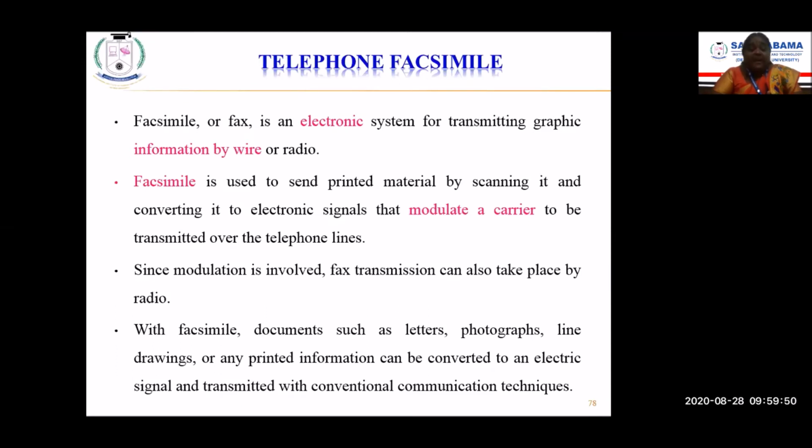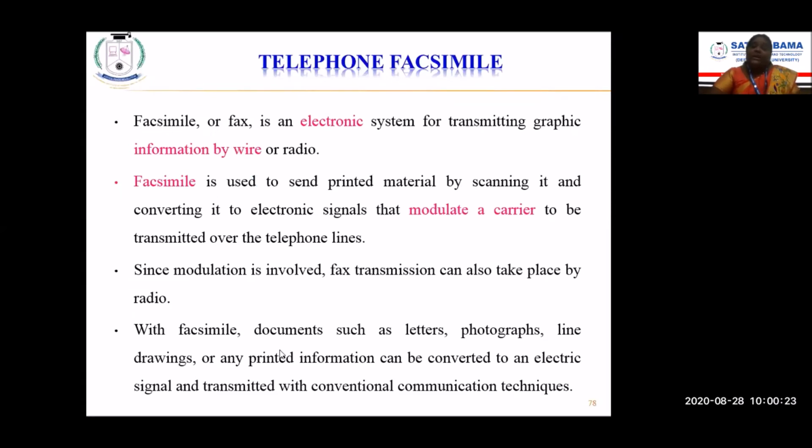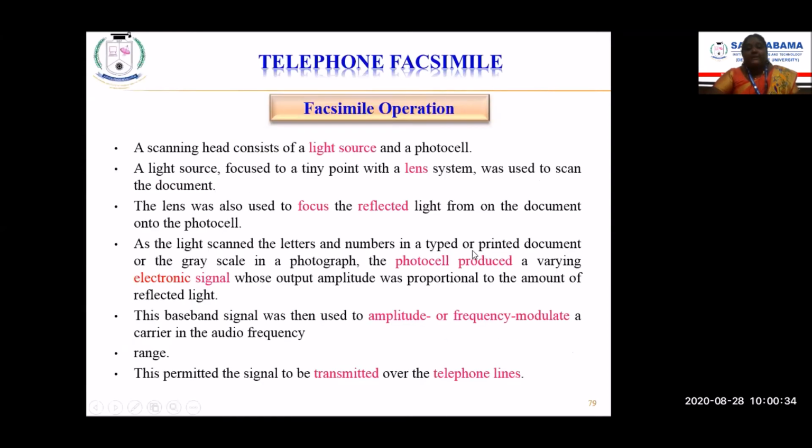With the facsimile, documents such as letters, photographs, line drawings or any printed information can be converted to an electronic signal and transmitted with conventional communication techniques. So that is about the facsimile. Any printed document, letters, photographs or line drawings will be transmitted via this telephone line. How is it happening here? How are we able to transmit this? So let us see the facsimile operation.